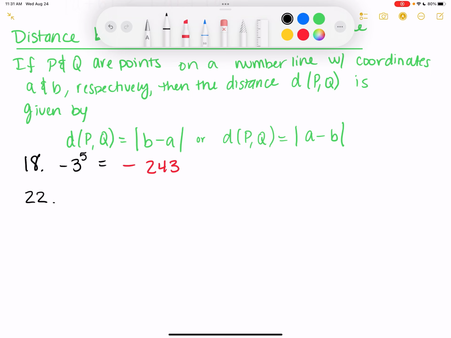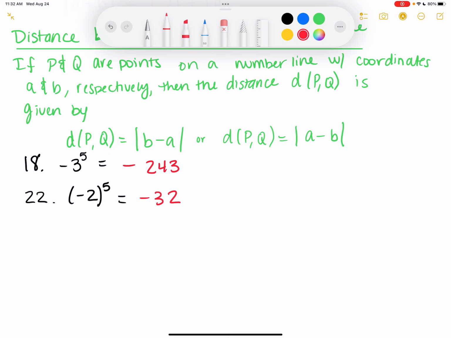Probably not. All right, another one. -2 to the 5th. What's that one? 32. -32. If it was to the 4th instead, what would be different about it? Yeah, it would be positive. Obviously, the number would be different, but the sign would be different.